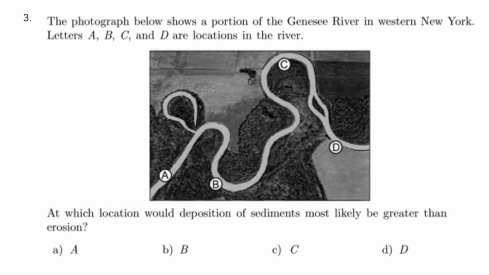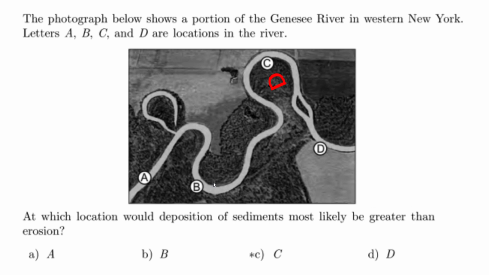Now, let's try number 3. Go ahead and pause this video, try number 3 on your worksheet, and then come back to this video. The photograph below shows a portion of the Genesee River in western New York. Letters A, B, C, and D are locations in the river. At which location would deposition of sediments most likely be greater than erosion? The correct answer is C. I can try drawing a capital letter D everywhere in A, B, C, D because I want to know where deposition is happening. And if I draw a capital letter D in this area, it actually fits perfectly into this curve. So that's why the correct answer is C.